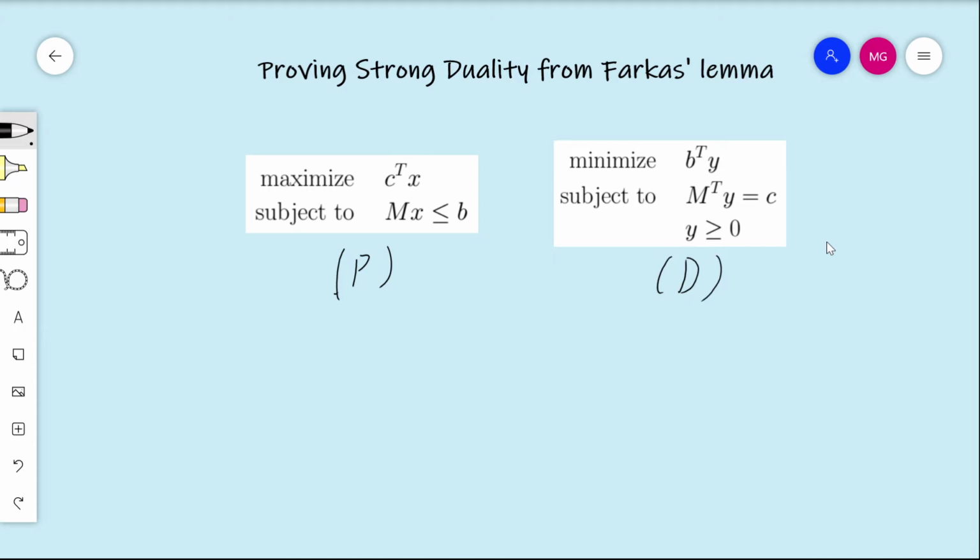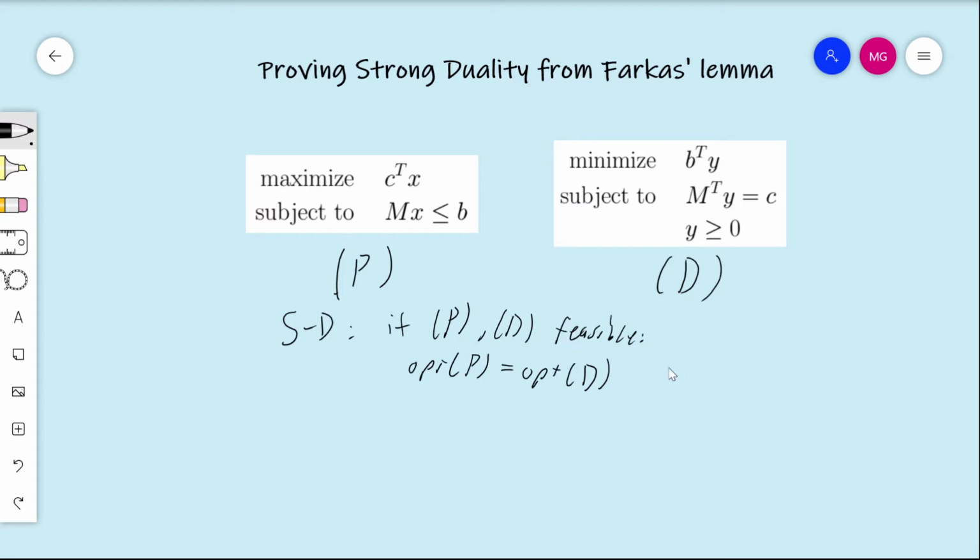Anyways, what's strong duality going to say? Strong duality says that if both the primal and the dual are feasible, then the optimal values are equal. So the optimal value of the primal is equal to the optimal value of the dual. And this is what we want to prove in this video. So we can just box this off real quick, and we'll get on to proving it.